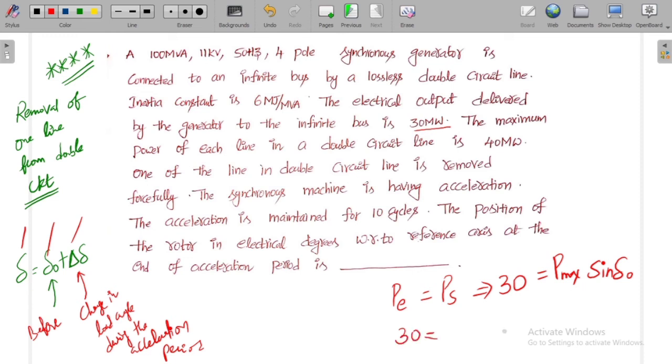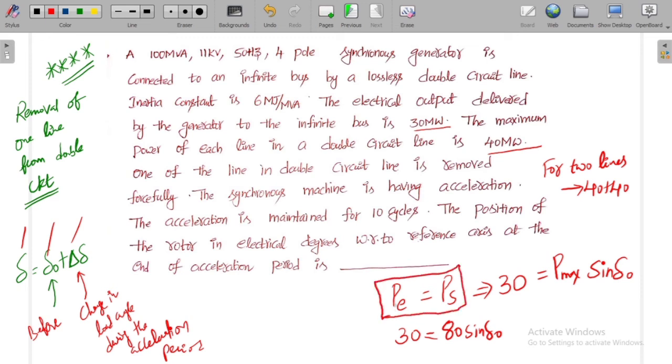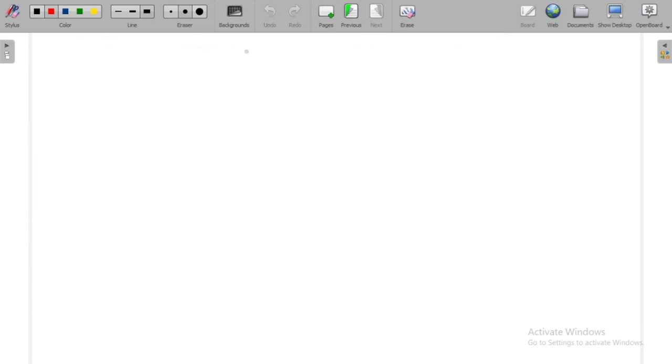So 30 is equal to P max. What is the P max supplied before the disturbance? If you observe in the question, the maximum power of each line in a double circuit line is 40 megawatts. Now for the two lines, it is 40 plus 40, because if each line is supplying 40 megawatts, both lines combined supply 80 megawatts. Hence in order to find delta naught, we take the P max value before the disturbance, so it is 80 into sine delta naught. Here 30 is the shaft power, and 80 is the maximum power transferred before the disturbance. This equation is very important in order to find the initial load angle.